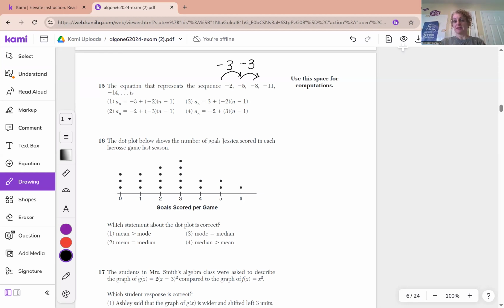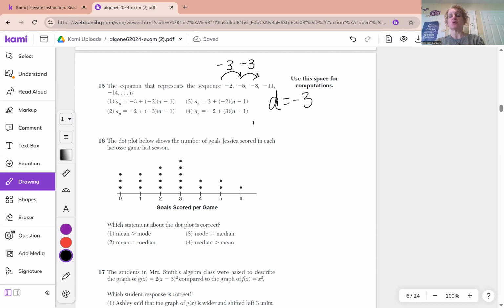Now I know I'm going a little bit quickly. If you want to, stop before I make my statements, get your answer, then compare it to mine. So your common difference is -3.